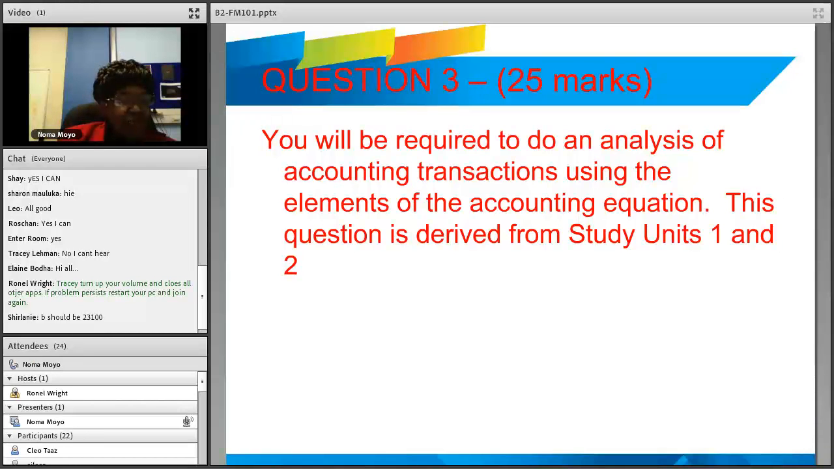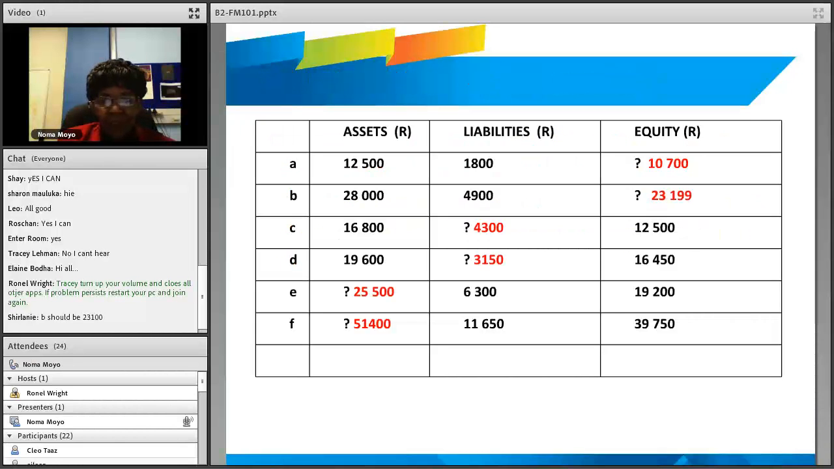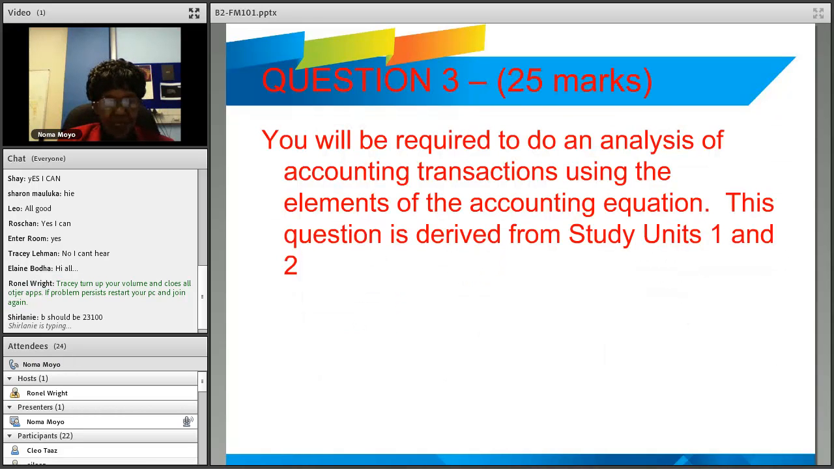Sorry, Shailene, you are saying B should be what? Let me check. 23,100. Yes, you are right. It was a typographical error. Sorry about that. You are right, Shailene. It shows you are alert. Guys, that one is 23,100. Okay, thank you very much, Shailene. So now we continue.